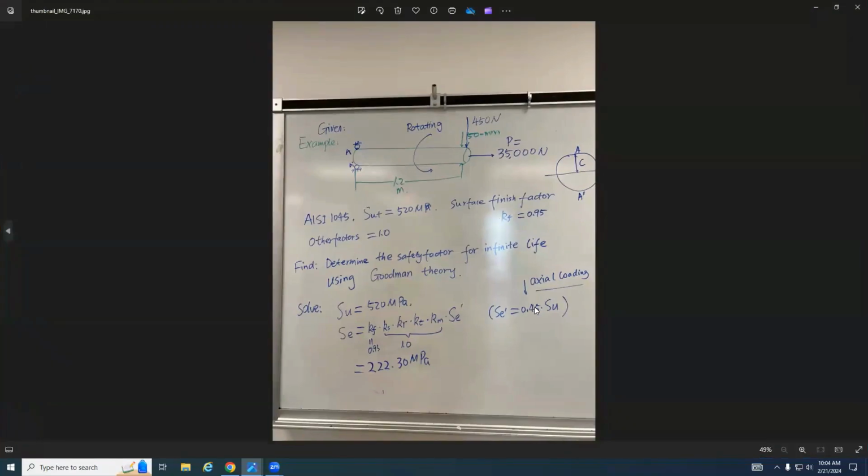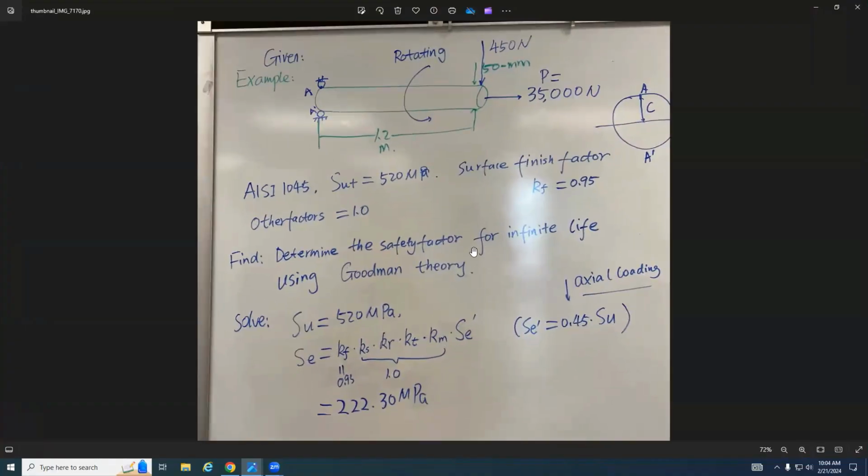This is our problem. The beam is rotating, and we have an axial loading of 35 kilonewton, and we also have a radial loading of 450 Newton. For this, we want to calculate the safety factor if we want to have infinite number of cycles. So what should we do?